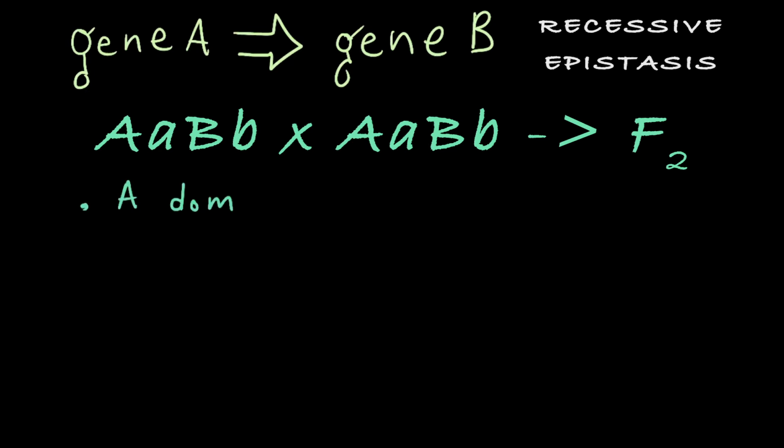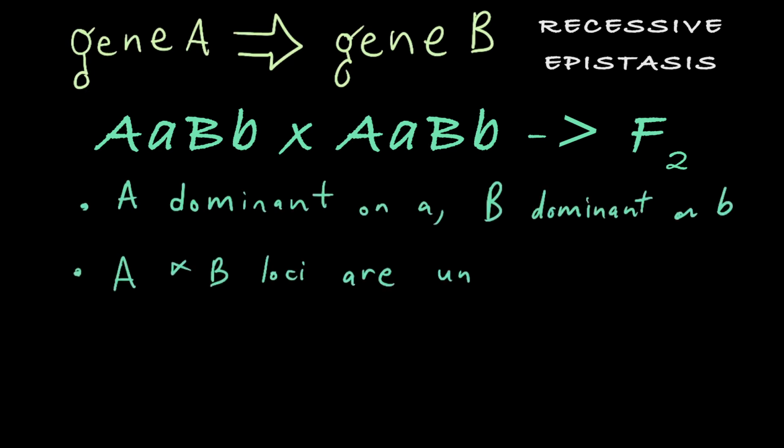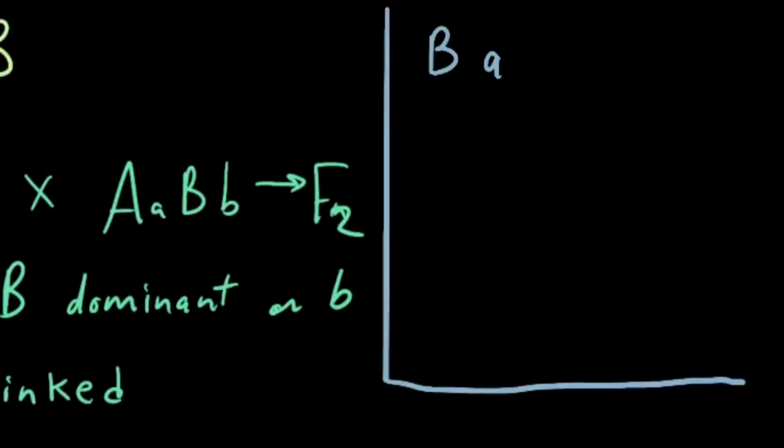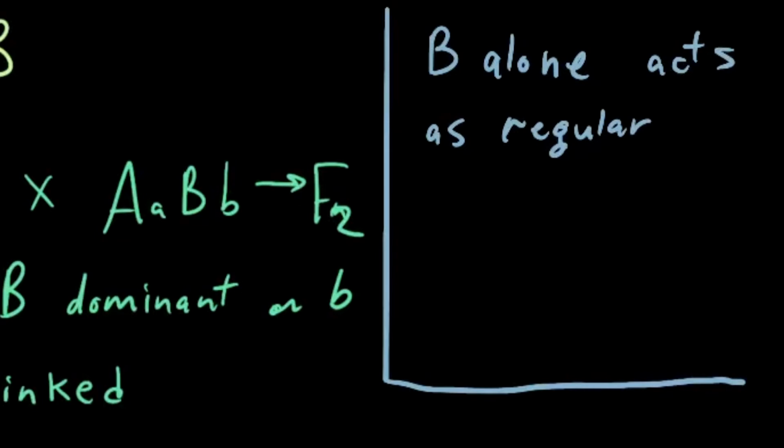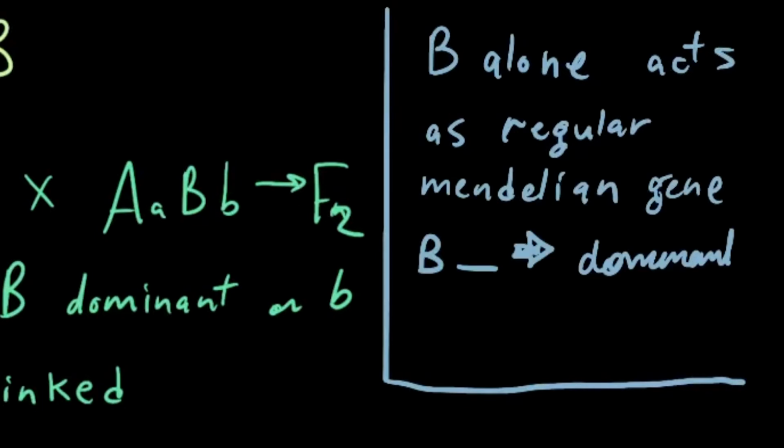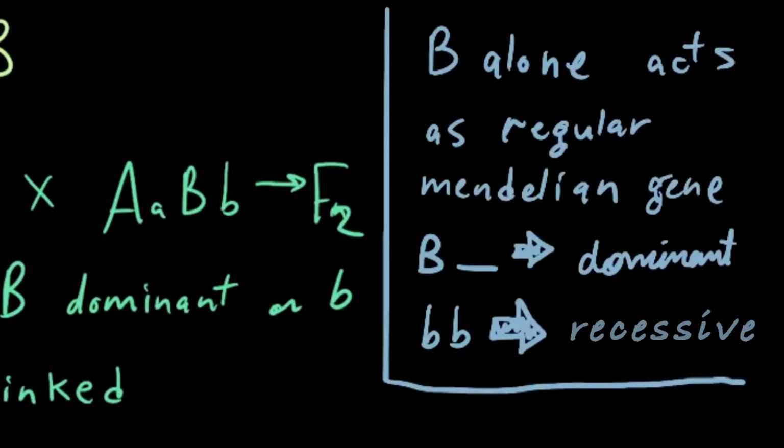Uppercase A and uppercase B are dominant to lowercase a and b. A and B genes exist on separate loci. B alone acts as a regular Mendelian gene, where uppercase B is dominant and homozygous little b is recessive.